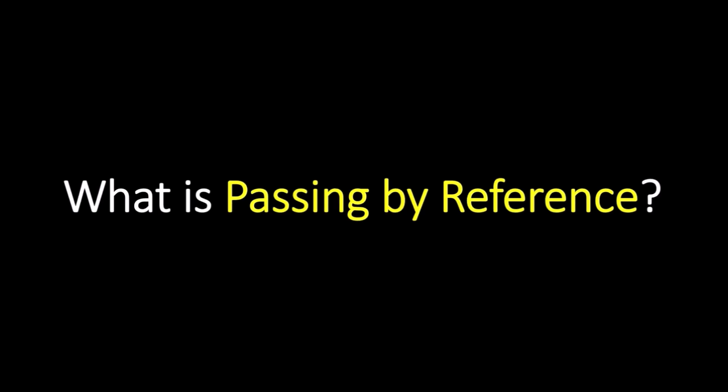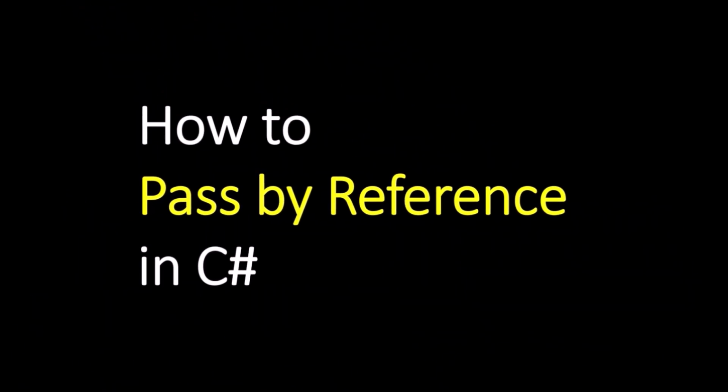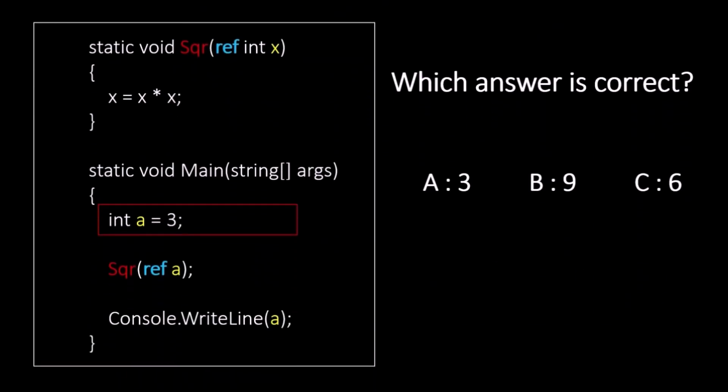In this lesson, we are going to talk about passing by reference in C#. Now, you might have noticed before that sometimes your variable changes after calling a method. Why does that happen? Well, let's break it down step by step.